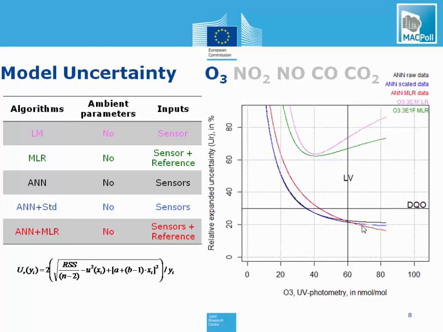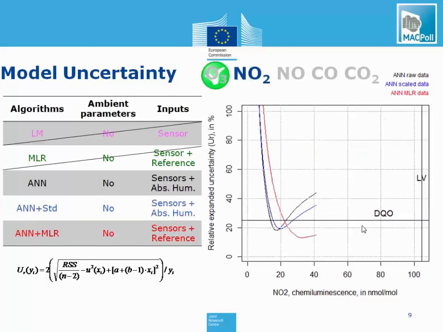The red one gives the best results, but it's clearly different and clearly higher in the low concentration. So I also plotted on those graphs the DQO, which is the data quality objective set up by the European Commission at 30% of uncertainty for ozone, and the limit value at 60%. At this level, so 60% and 60 ppb and 30%, we can see that only a neural network can be used to meet the data quality objective.